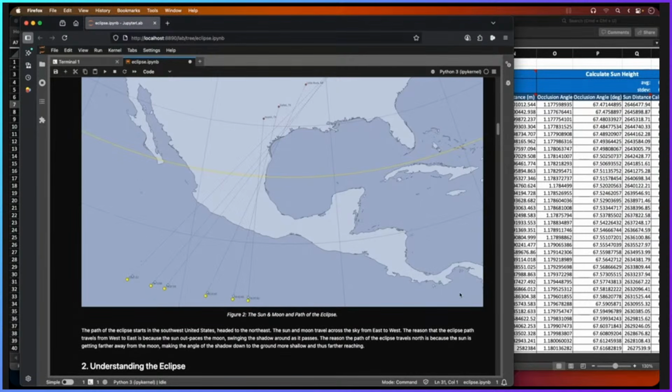And then, of course, the sun and moon are traveling from the east to the west. The reason that the eclipse path travels from west to east is because the sun outpaces the moon, swinging the shadow around as it passes. The reason the path of the eclipse travels north is because the sun is getting farther away from the moon, making the angle of the shadow down to the ground more shallow and thus farther reaching.